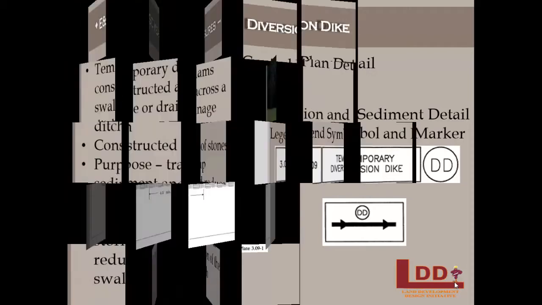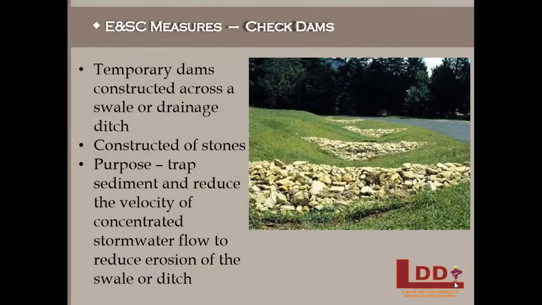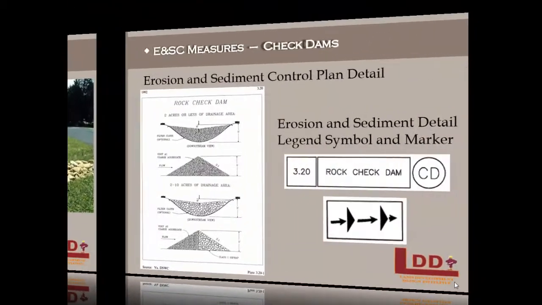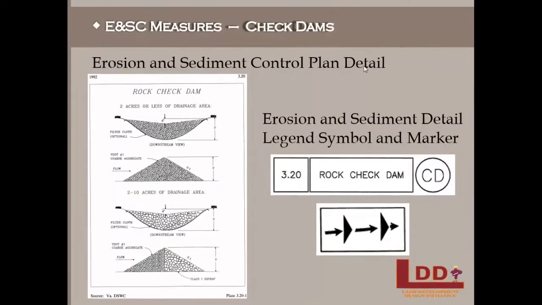Next, we have check dams. Check dams are temporary dams constructed across a swale or drainage ditch. They're often constructed of stones and are used to trap and reduce the velocity of concentrated stormwater flow to reduce the amount of erosion that occurs in that swale and ditch. Once again, here's the control plan detail, legend symbol, and marker for check dams.